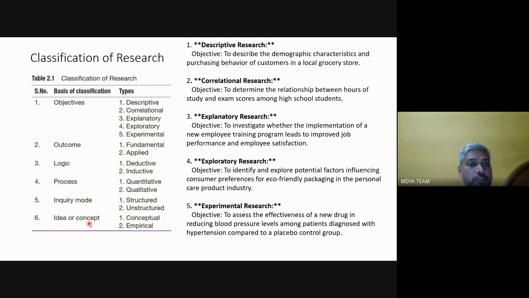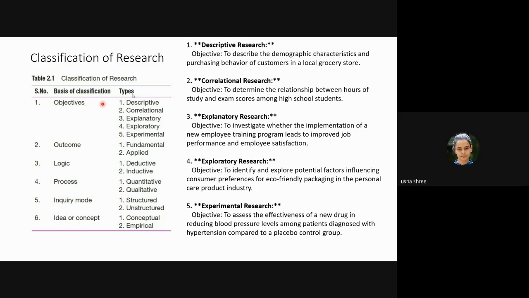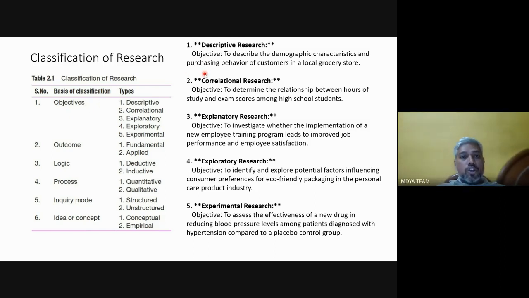So understand first, objective. Objective means the purpose, correct? Can we say that objective is a purpose? Yes, we can say that. So from the point of view of objectives, types of research are divided into 5 types. What are the 5 types? Descriptive, correlational, explanatory, exploratory, experimental.